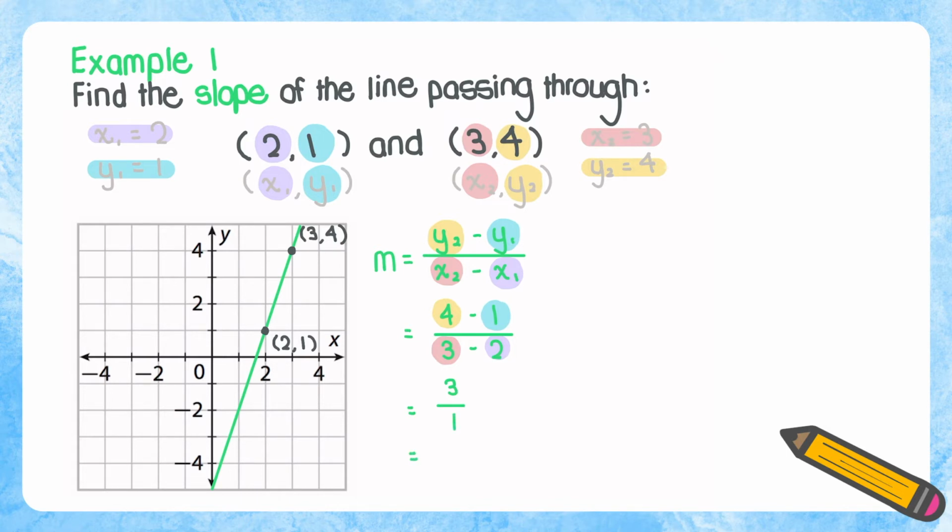Notice right here, we can do 3 divided by 1, which equals 3. So we found out that our slope is m equals 3, just as we see in the graph. We used a formula to find the slope of a line given 2 points.